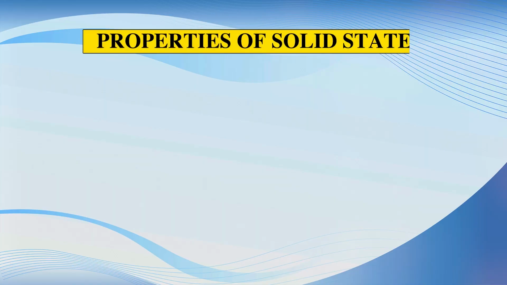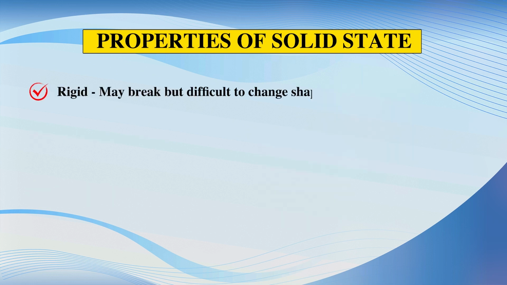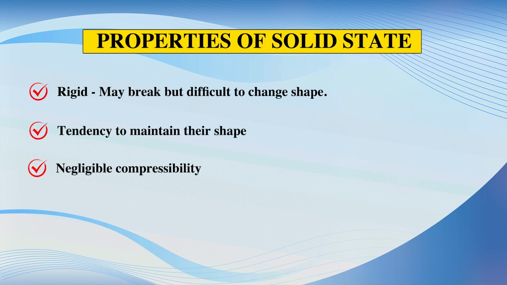From this activity, we can conclude that solid articles have definite shape, distinct boundaries and a fixed volume. They are rigid, but they may break under force. They have a tendency to maintain their shape and have negligible compressibility. A few examples of solids are salt, sugar, chair, chalk, etc.